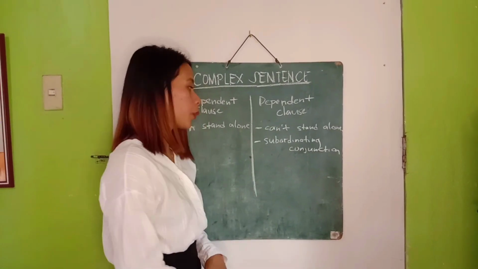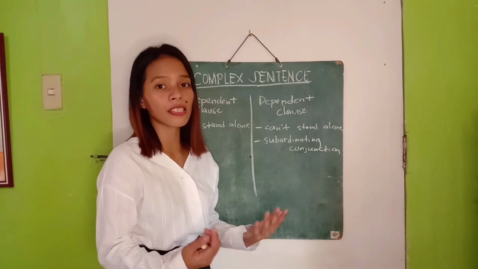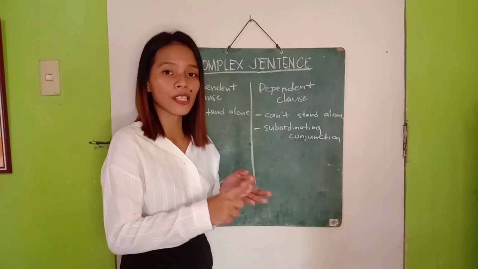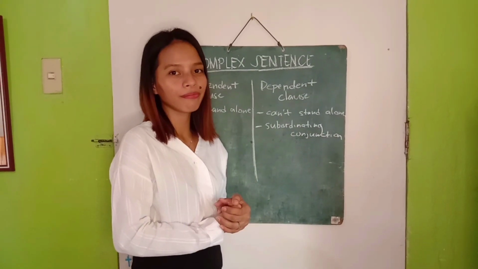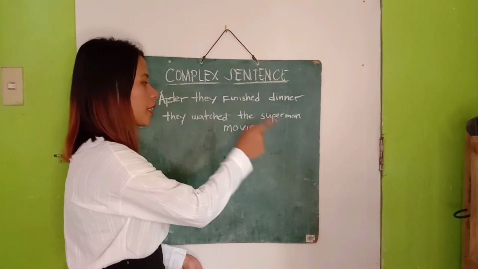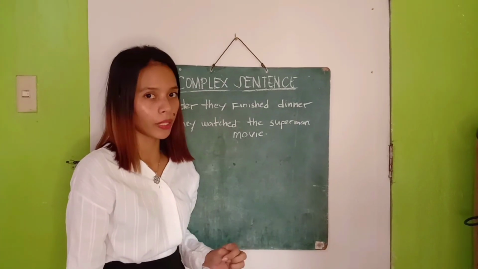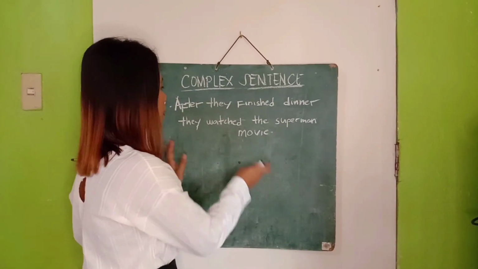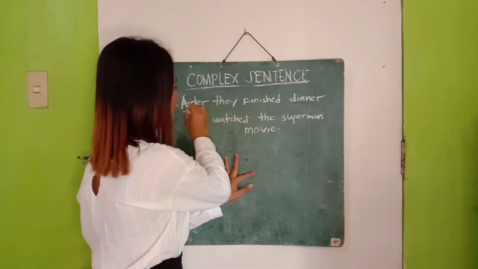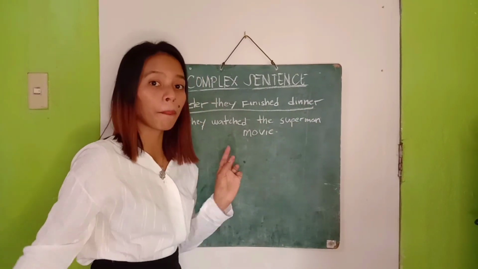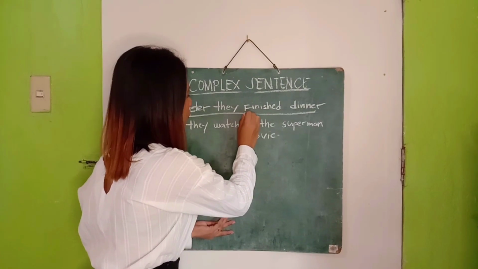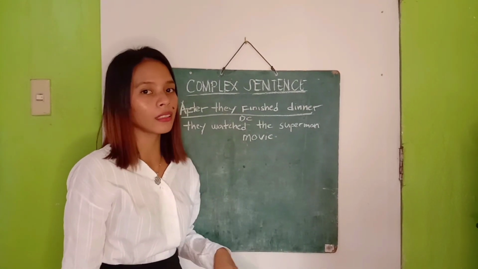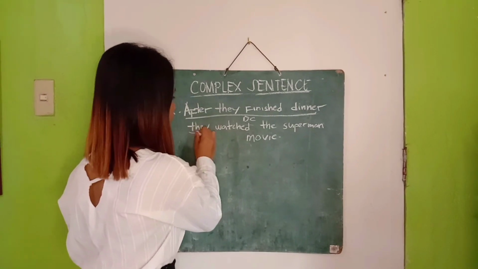It always starts with a subordinating conjunction. Some examples of subordinating conjunctions are after, before, as long as, and many more. Example: after they finish dinner, they watch the Superman movie. There are an independent clause and a dependent clause in this sentence. After they finish dinner is a dependent clause, while they watch the Superman movie is an independent clause because it can stand alone.